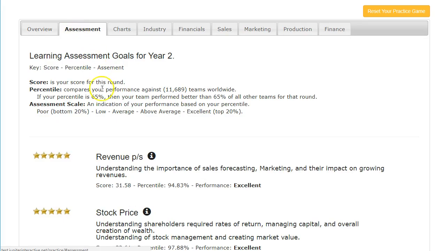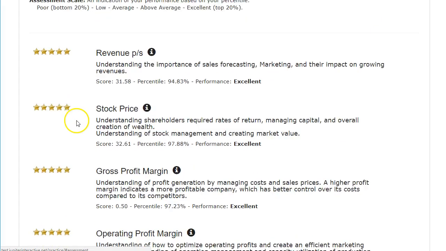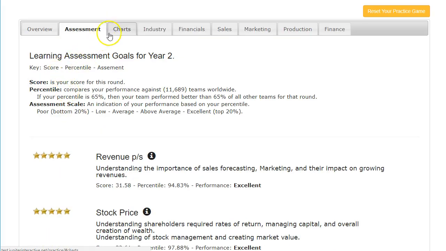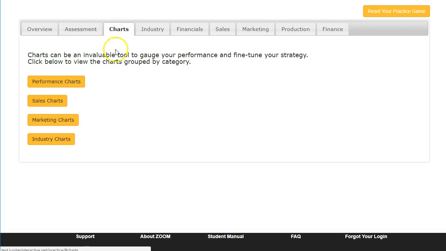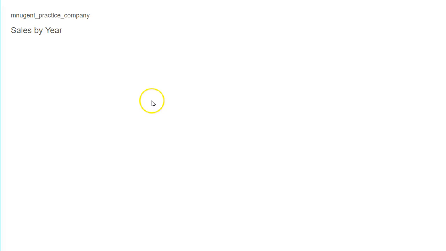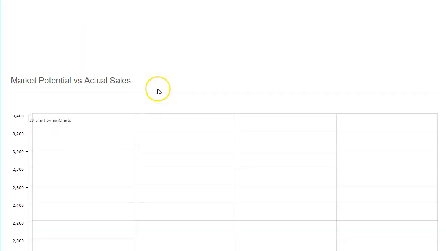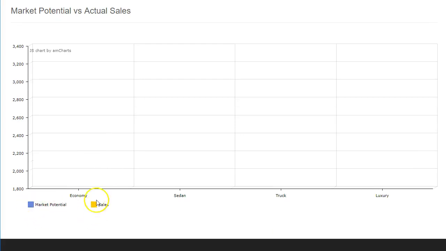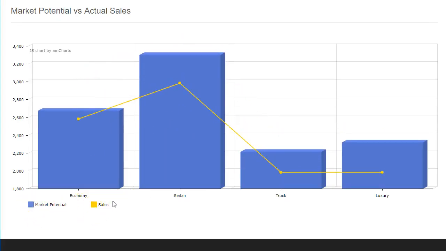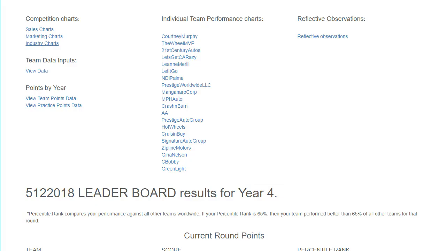First thing I do is go over and check out my assessments and read these over and see how I scored in the previous year. I'd review my chart, specifically my performance chart, and I would see how did I do, most specifically in my sales versus potential. So I want to see, did I meet the demand? So I created more demand than I sold cars for. So, oops, that's a problem. I need to fix that.